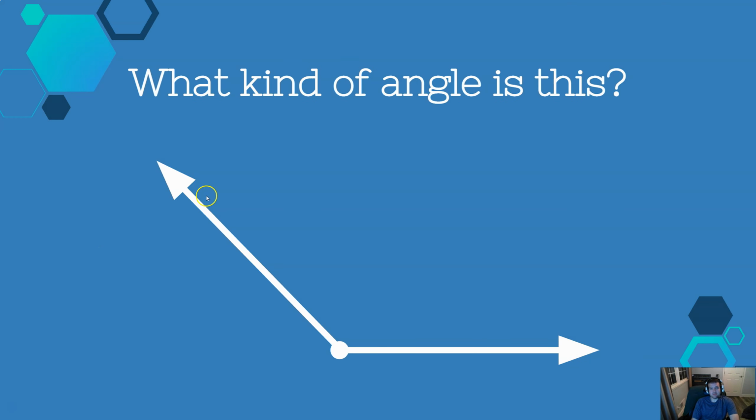All right. What kind of angle is this? Hopefully you notice that this is an obtuse angle measurement because it's greater than 90 degrees, right? Here's a 90 degree angle, and you can see that it's greater than that, but it's less than 180 degrees, which would be from here to here, right? So it's in between 90 and 180 degrees, which is what we would call an obtuse angle.